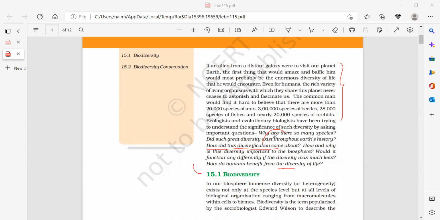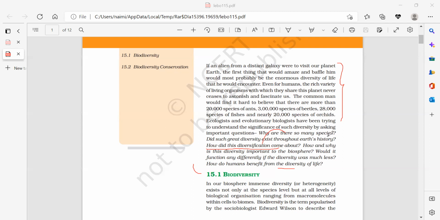Did such great diversity exist throughout earth history? Is this great diversity important to the biosphere? If it is important, then why is it important for the biosphere? So there are lots of questions arising in the minds of ecologists and evolutionary biologists. Would it function any differently if the diversity was much less?